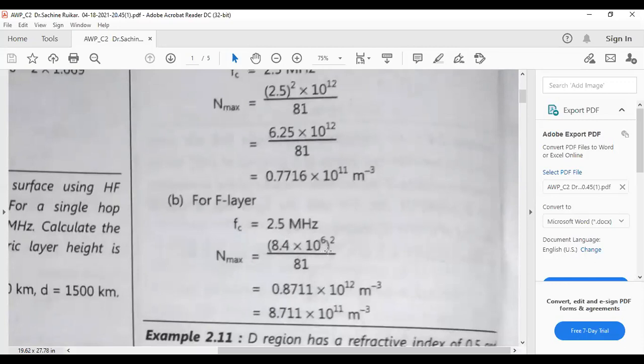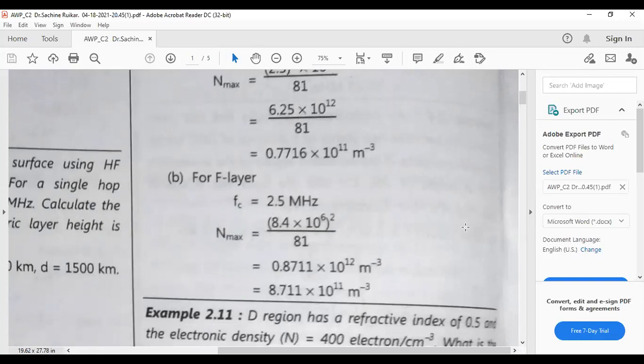Substitute 8.4 into 10 to the power 6, whole bracket squared, divided by 81. So you will find 8.711 into 10 to the power 11 meters raised to minus 3. In this way you can calculate the electron density.